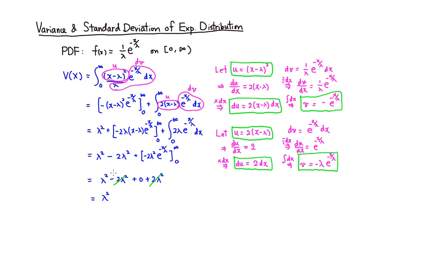You are left with lambda squared. So the variance is lambda squared, which is equal to sigma squared. Therefore, the standard deviation, sigma, is actually the same as lambda as well. So when you have an exponential distribution, the mean or expected value is lambda, the variance is lambda squared, and the standard deviation is actually lambda as well. So it's very easy to remember. It's pretty much all lambda. All right, that's it. I hope that this was clear.